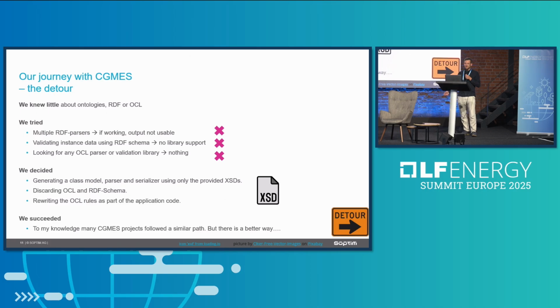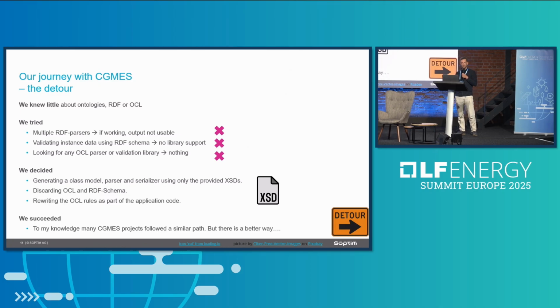So we decided to just disregard everything and stay with XML schema definition files, generate our code from there, parser, serializer, and rewrote the validation rules from OCL as part of the application code. So we succeeded, and to my knowledge, many projects followed a similar path, just disregarding all the W3C standards around RDF and going forward with the XSD schema definition. But in my opinion, there is a better way.